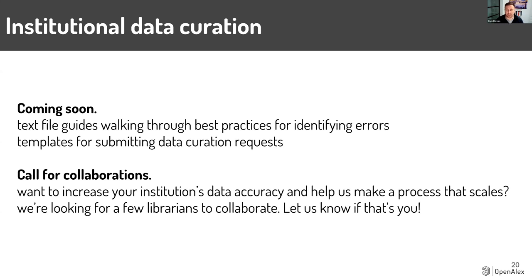There is the ability to increase the accuracy even more with some manual curation. So we are going to be developing in the near future text guides walking through how you could do that, how you can identify errors, and then once you've identified them, how you can submit those requests to us. But right now, we're looking for a few different libraries, or it doesn't have to be librarians. At some institutions, it's the Institutional Planning Office or the VP Research Office, but someone who understands the affiliation metadata work to collaborate with us.